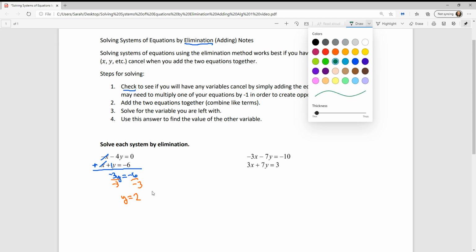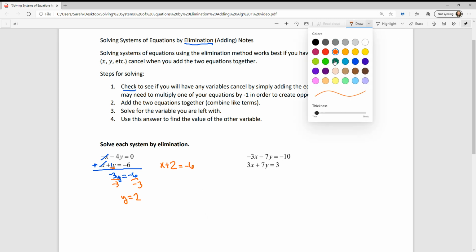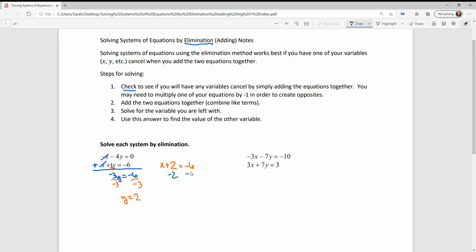Just like with substitution, we're now going to take that y equals 2 and sub it into one of our original starting equations. I'm going to pick the bottom equation, but either one would be fine. So when I plug y equals 2 into the bottom equation, it's going to turn into x plus 2 instead of y equals negative 6. From here, I solve this for x. So I undo plus 2 by subtracting 2, and I get x equals negative 8.